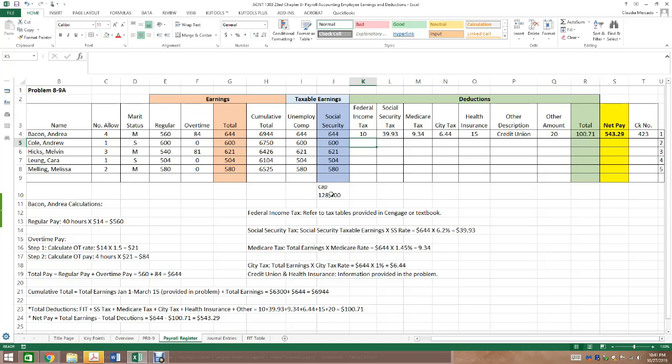Okay, now this green section right here, this is the amount of actual deductions. How much money are we going to pay or deduct for taxes or other deductions, okay? The federal income tax, remember, is coming from the tables provided in your textbook. Make sure that you are using the correct tables. That way you get the problem correct. Social Security tax is basically the amount of your Social Security taxable earnings right here, times the 6.2%.